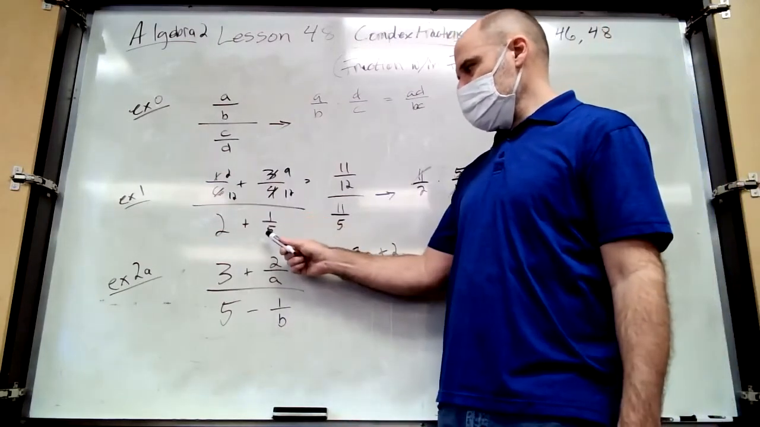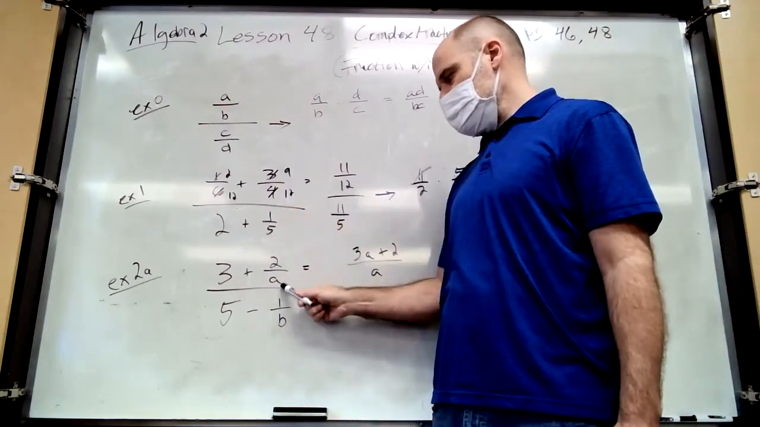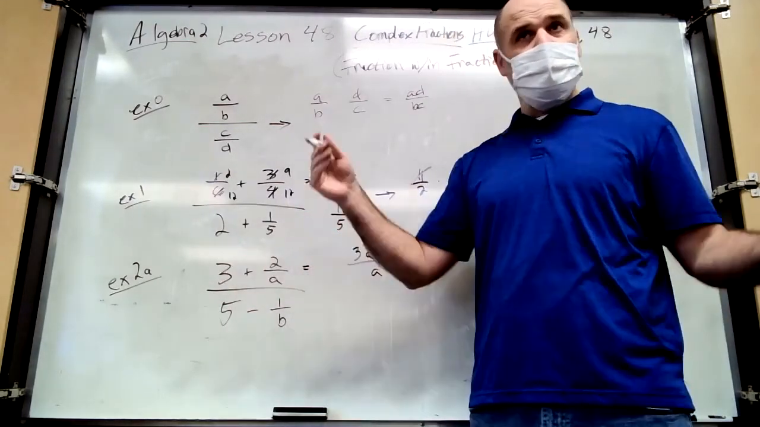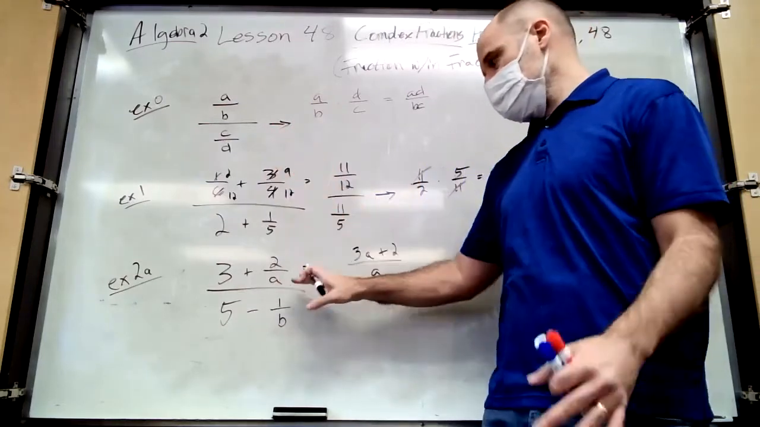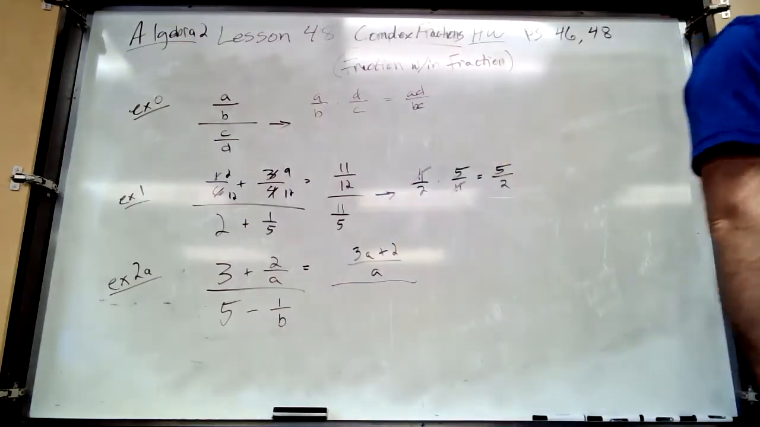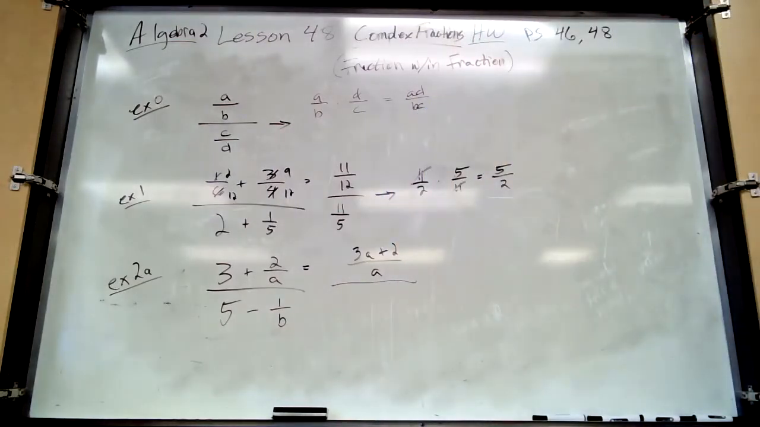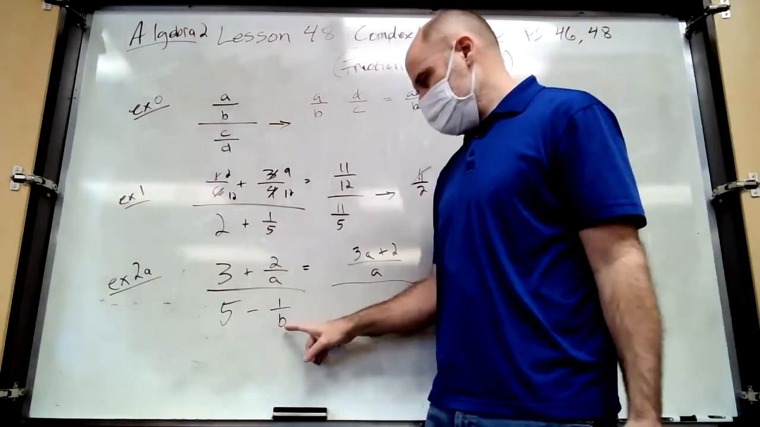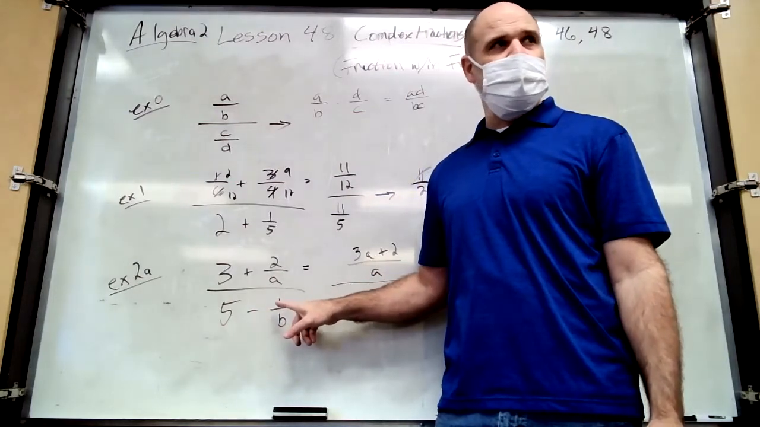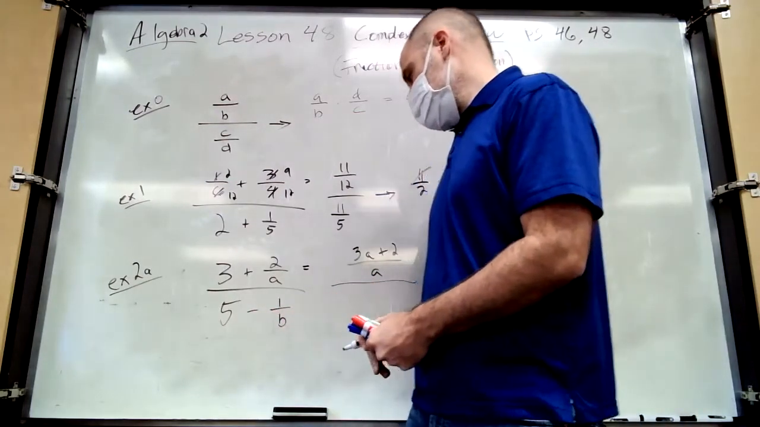We just did the same thing we did here. 5 times 2 plus 1. A times 3 plus 2. 3A plus 2. And those you can't combine because they're not like terms. All over A. Now this one's a little weird, because it's not really a mixed number, right? Well, kind of is. You can still go 5 times B plus negative 1. What's 5 times B plus negative 1?